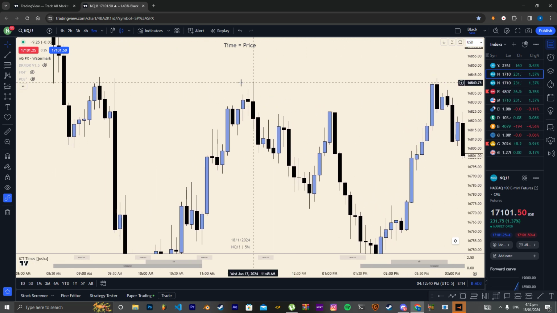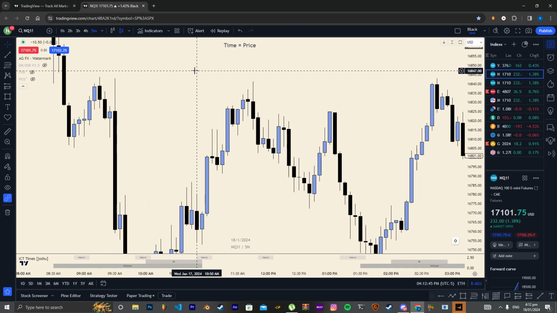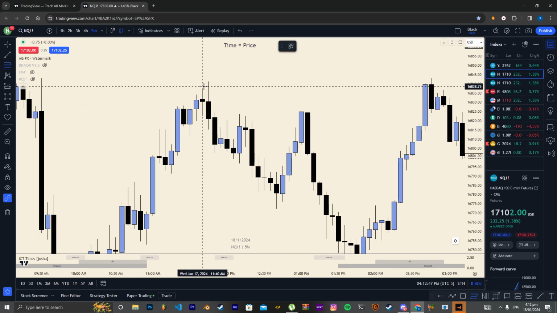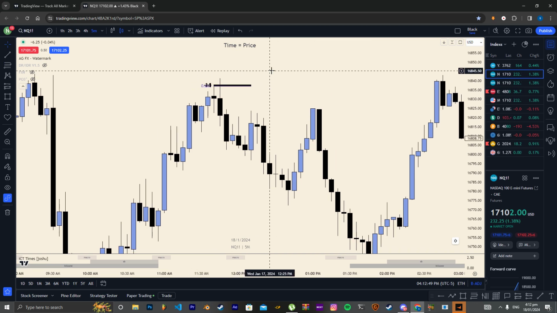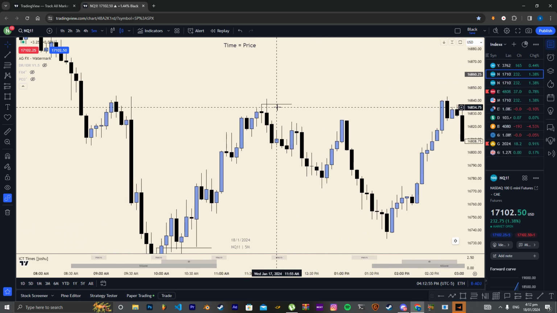Same thing here, right? Again, we don't print this. We have a failure swing, so that means we know the market's going to go lower. And then where does this start? It all starts with the turtle soup. Oops, wrong candle.